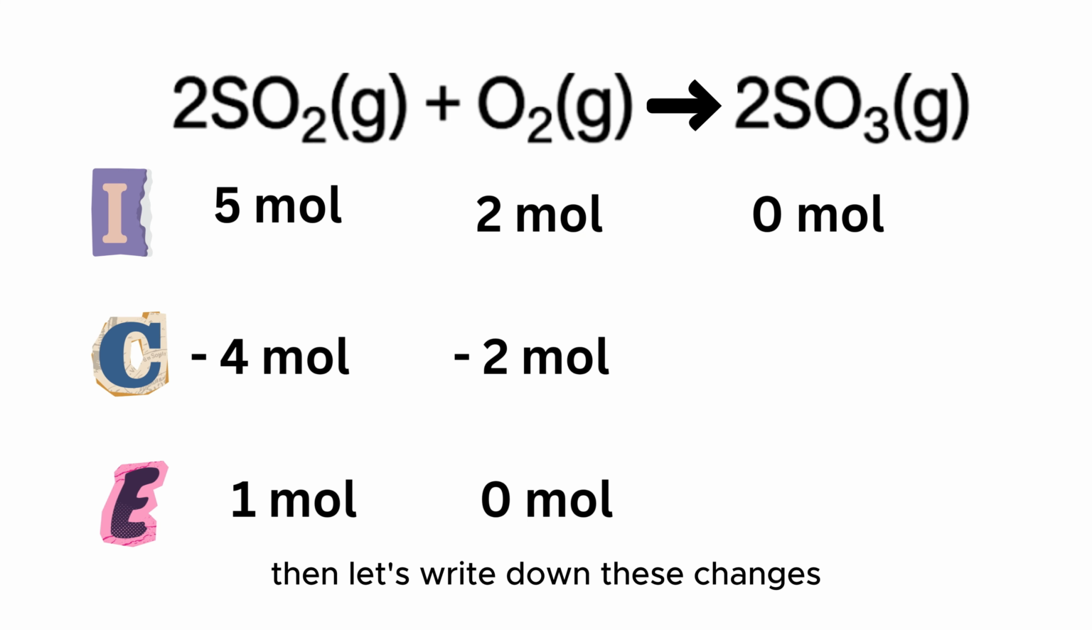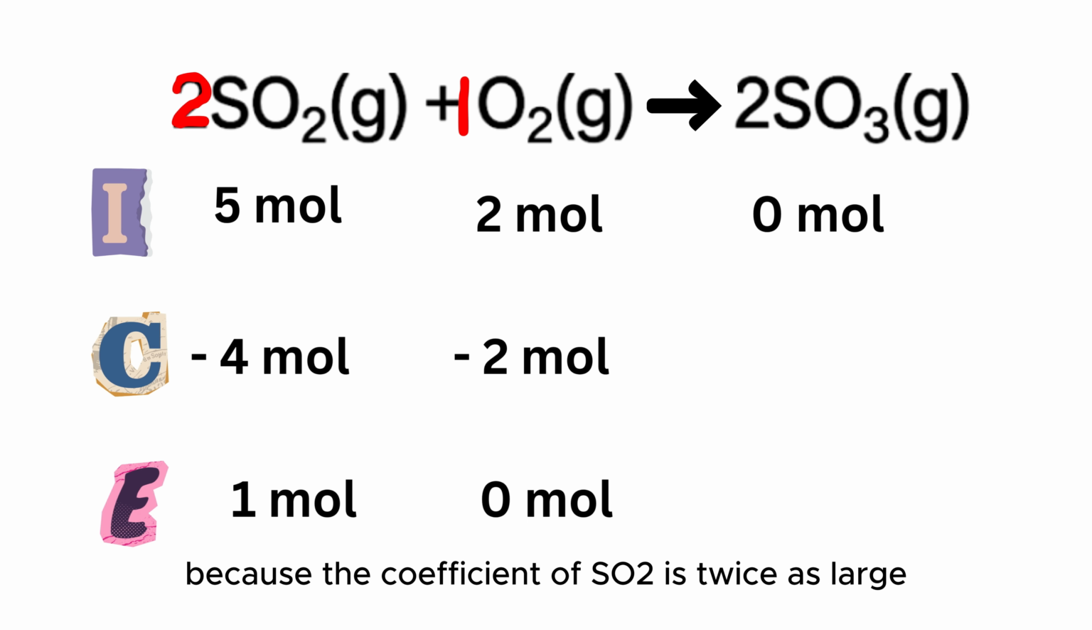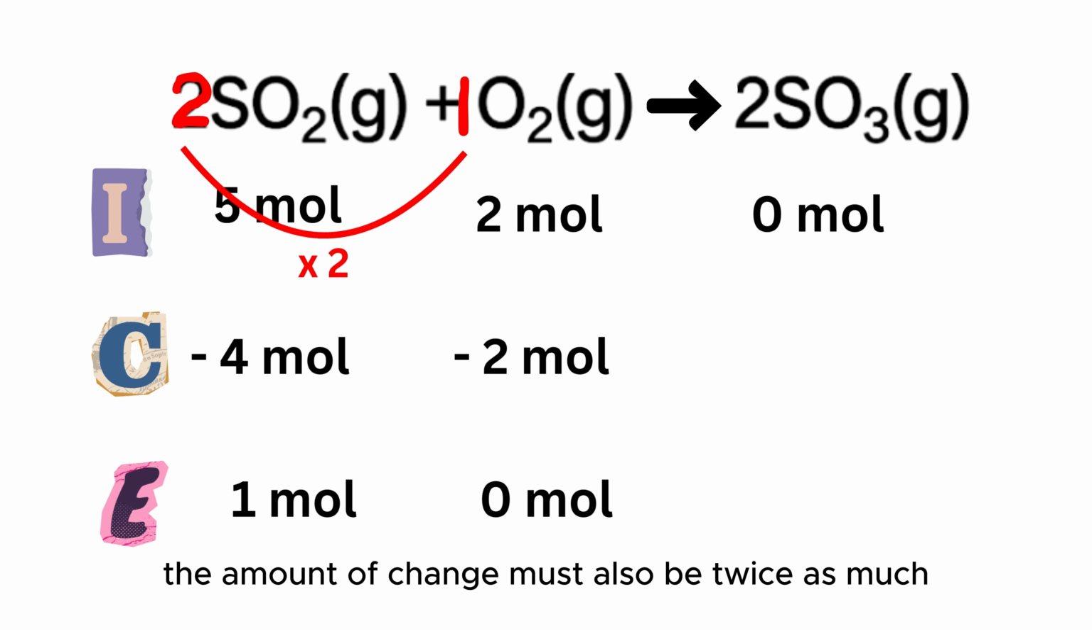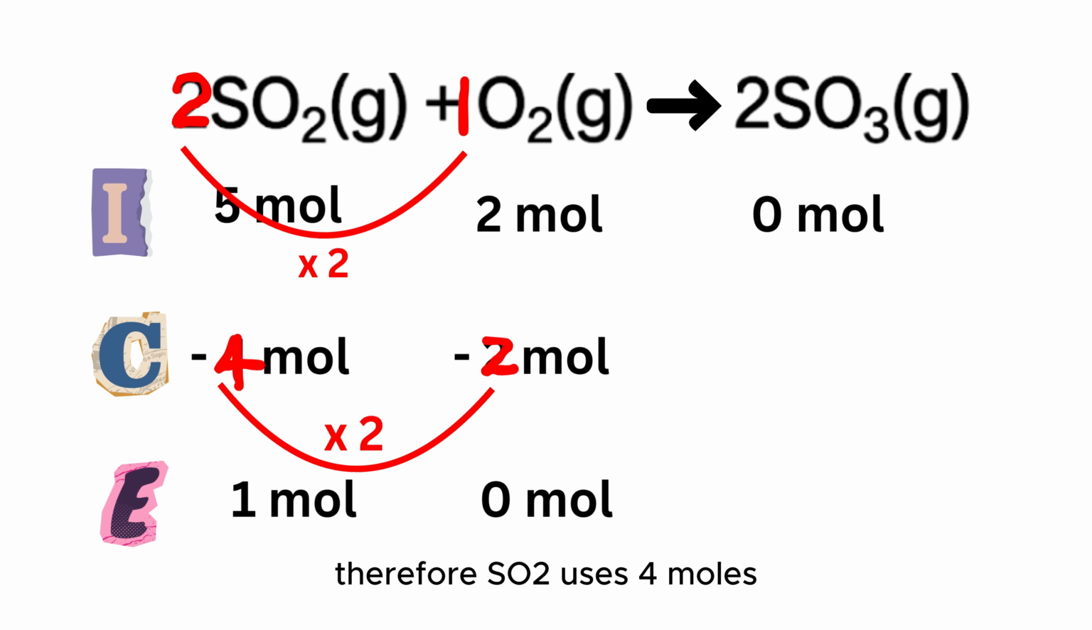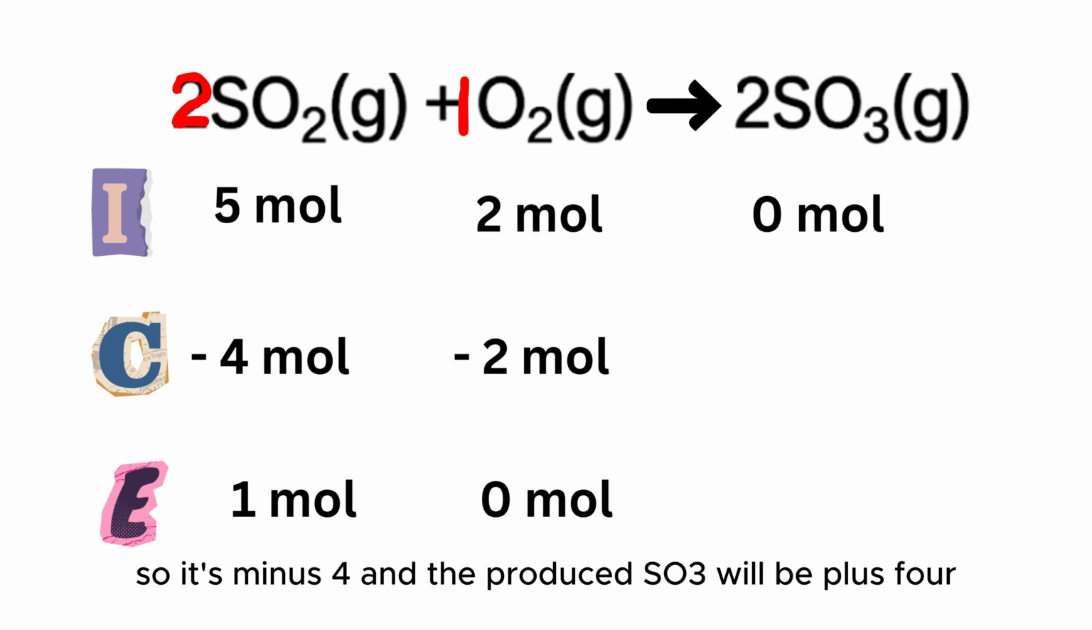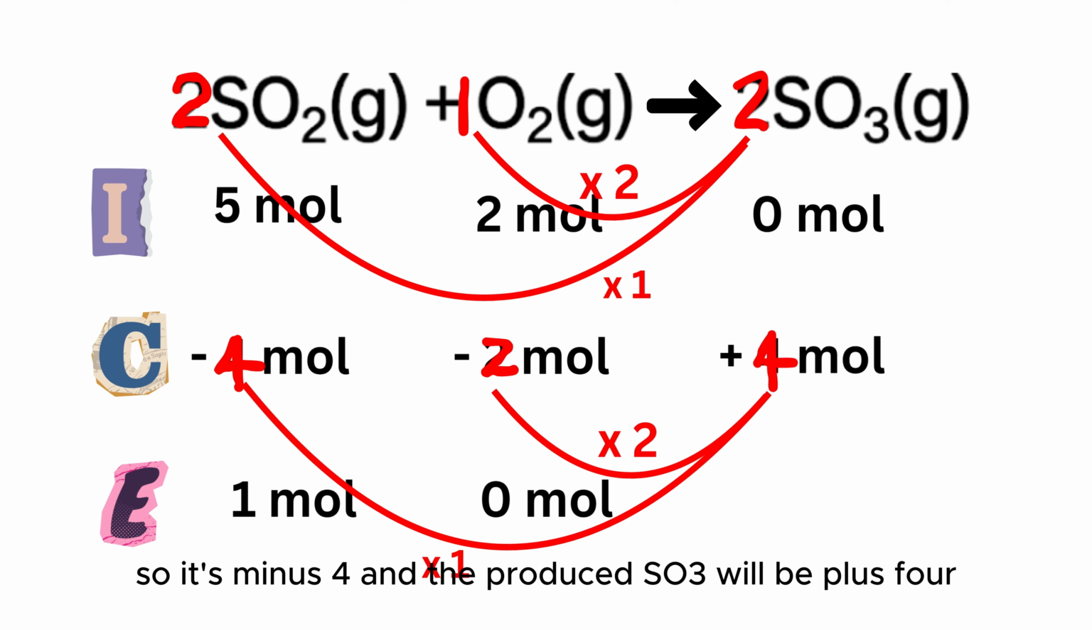Then let's write down these changes. O2 uses all 2 moles, so it's -2. Here, because the coefficient of SO2 is twice as large, the amount of change must also be twice as much. Therefore, SO2 uses 4 moles, so it's -4, and the produced SO3 will be +4.